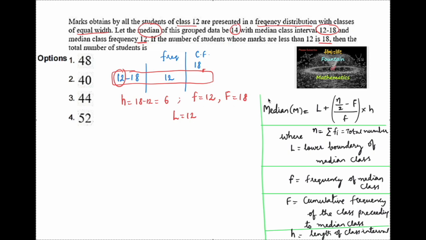So we have the median formula for frequency distribution, L plus n by 2 minus F divided by small f into h, where capital F is the cumulative frequency that is preceding the median class and small f is the frequency of the median class. And h is the length of interval and L is the lower limit or lower boundary of the median class. So let us substitute in the formula.